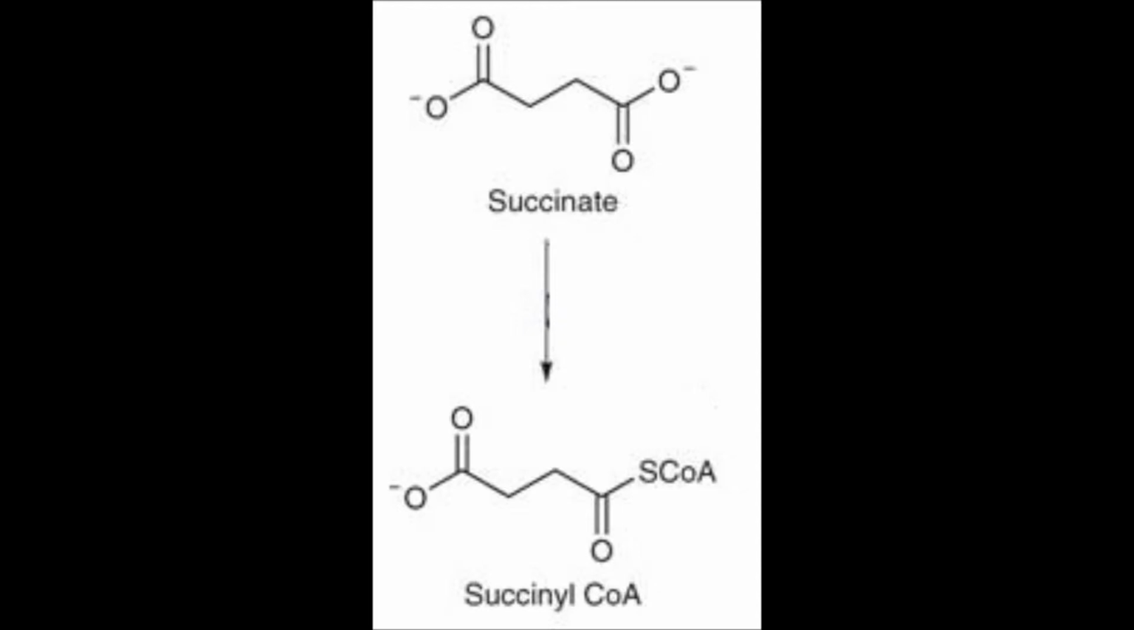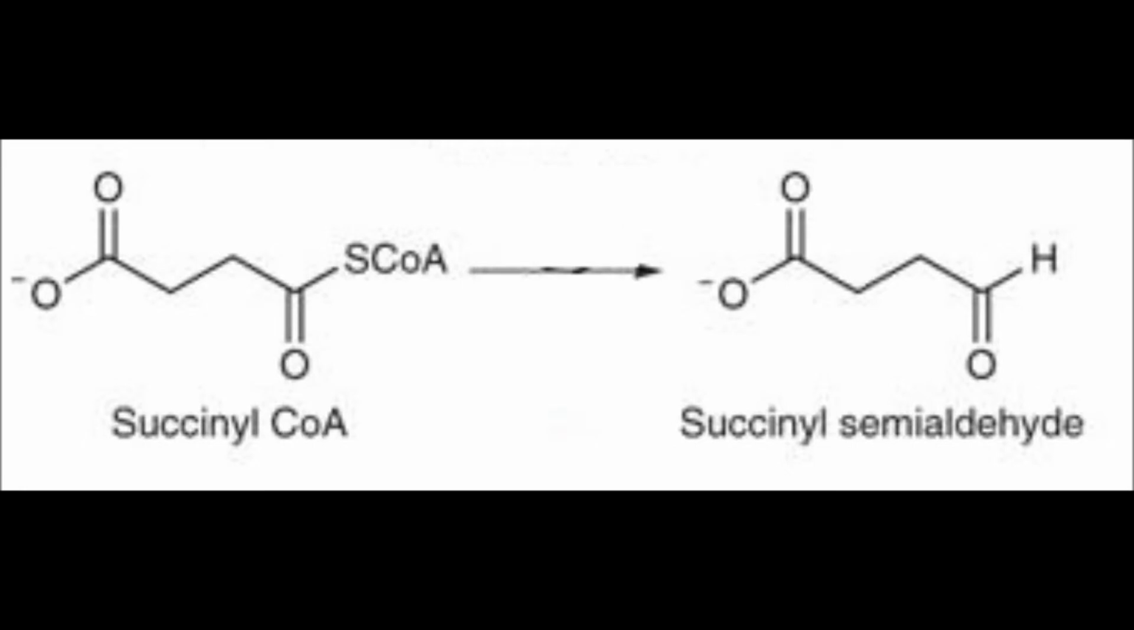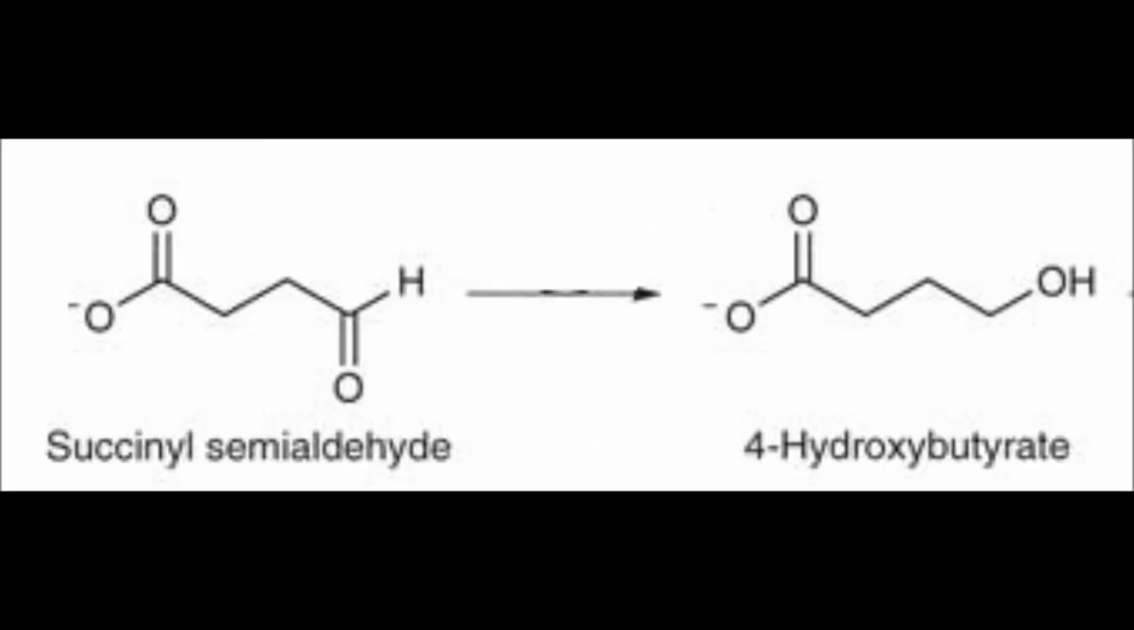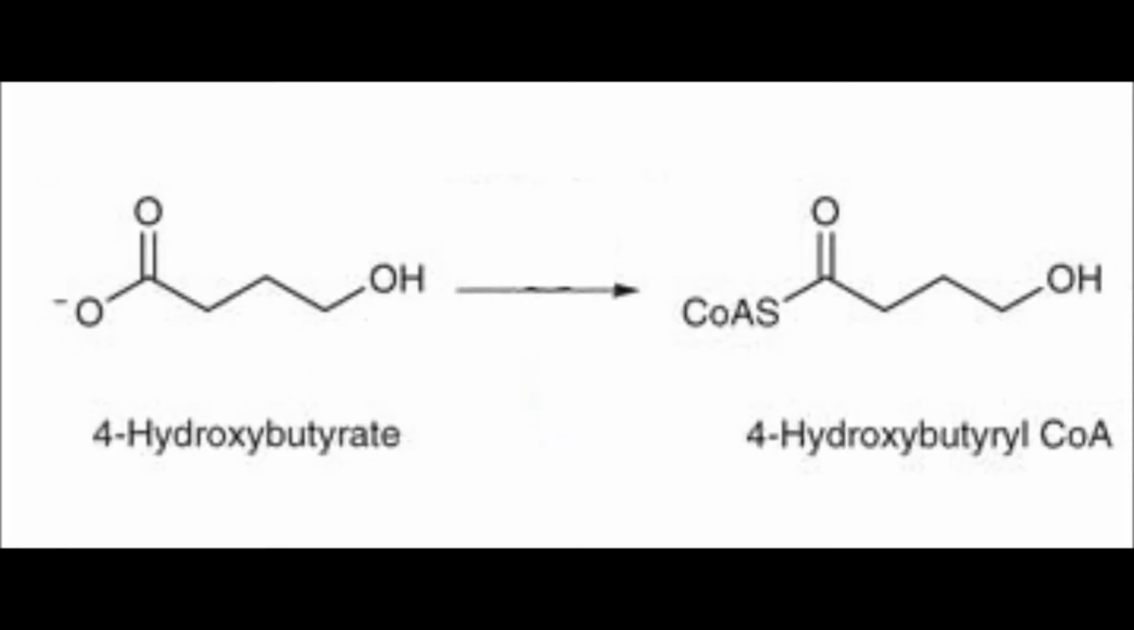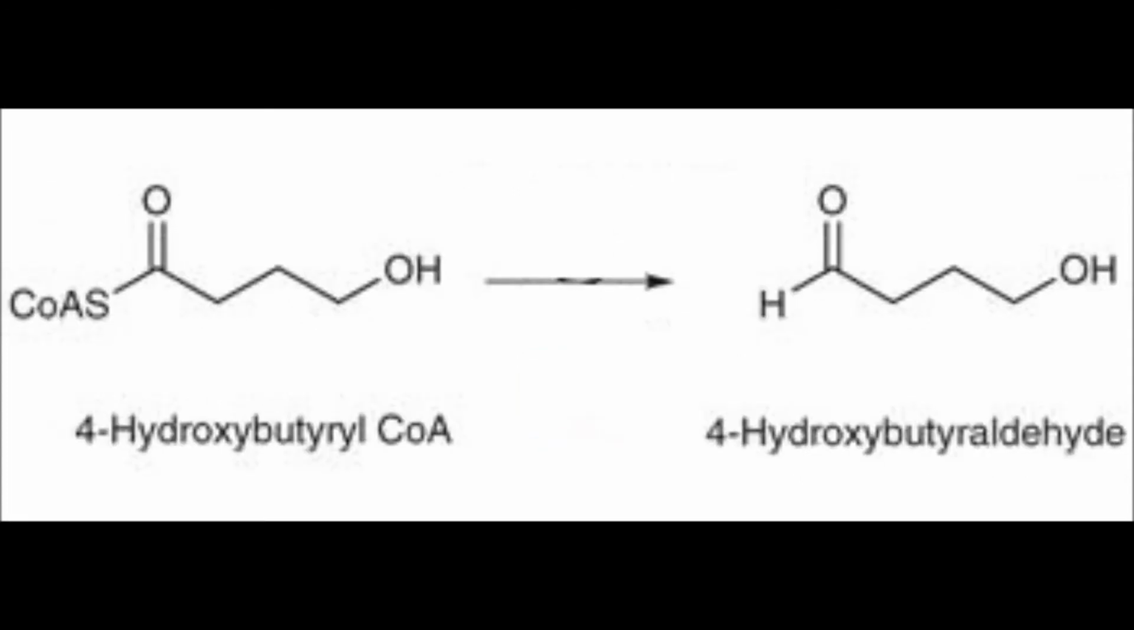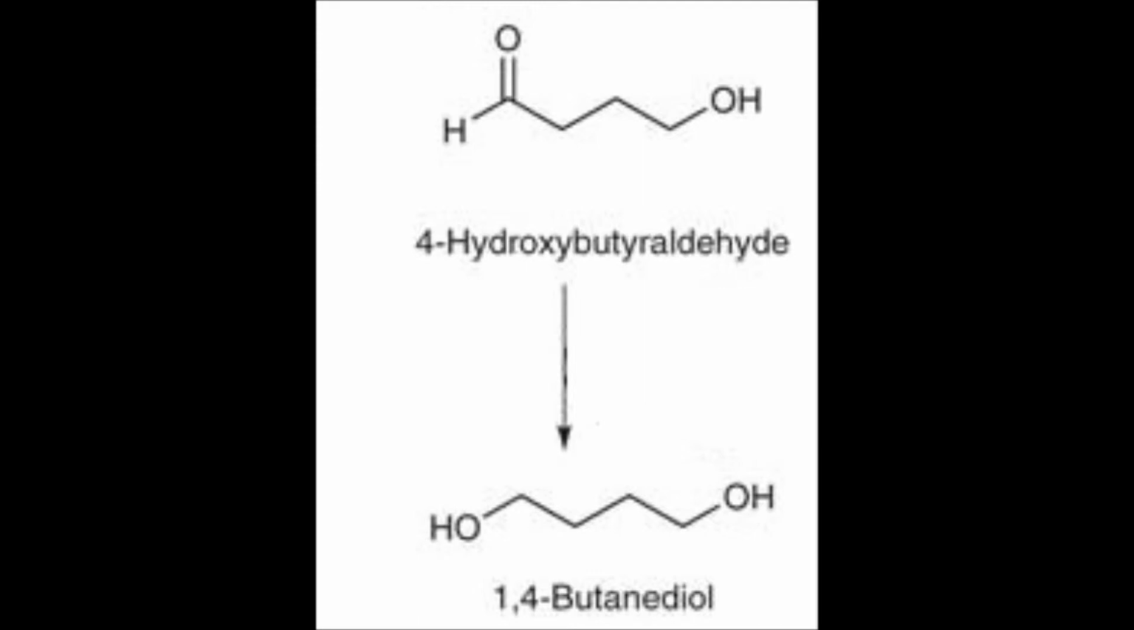This is then reduced by enzyme CoA-dependent succinate semialdehyde dehydrogenase to succinyl semialdehyde. This is then reduced by 4-hydroxybutyrate dehydrogenase, and 4-hydroxybutyrate is formed. This is then converted to 4-hydroxybutyryl CoA, which is then reduced to 4-hydroxybutyrate aldehyde with the use of aldehyde dehydrogenase. This is then converted to 1,4-butanediol with the use of an alcohol dehydrogenase.